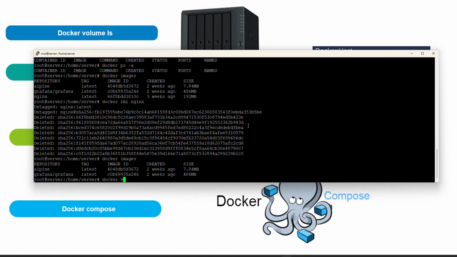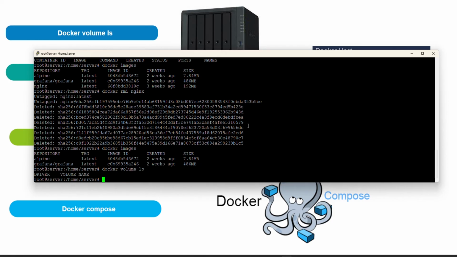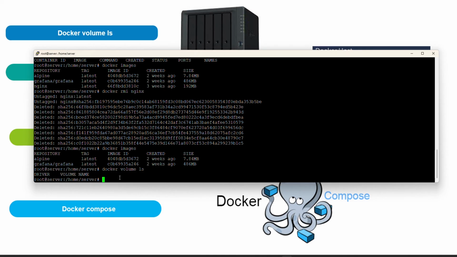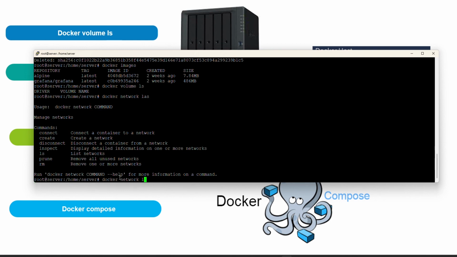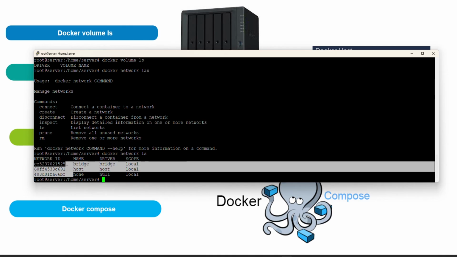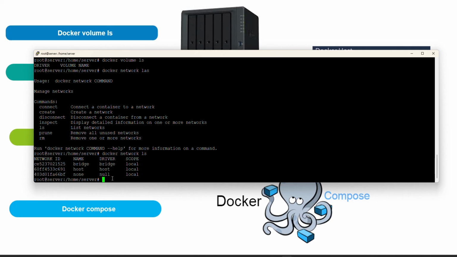We have docker volume ls. We do not have any volume in here. We have docker network ls. These are the containers that are connected with each other via network.